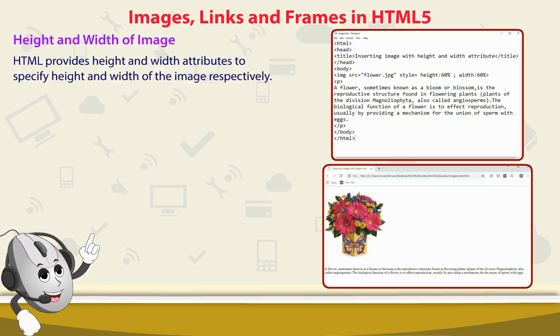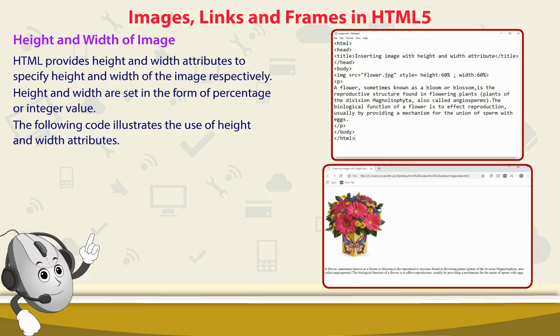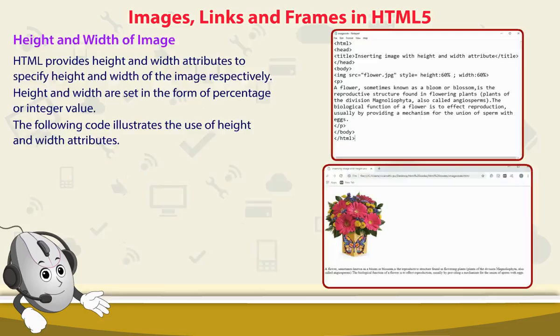HTML provides height and width attributes to specify the height and width of the image respectively. Height and width are set in the form of percentage or integer value. The following code illustrates the use of height and width attributes.